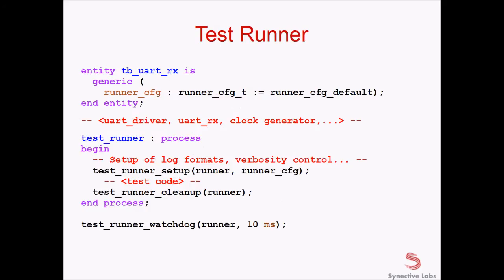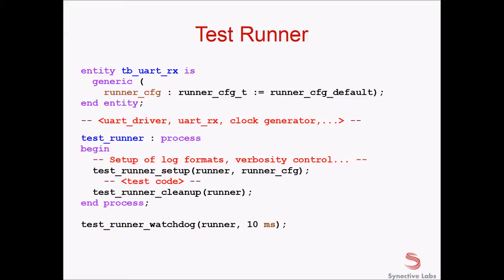So if we look at the code for this test bench, it starts with the entity declaration, where you have a runner configuration that enables you to configure certain things in your simulation run. For example, if you want to control the output directory where log files are placed, you can do that through the runner configuration. Then I've excluded a bunch of code, for example, clock generators, the UART receiver itself, and the UART driver. And in the end, we have the test runner.